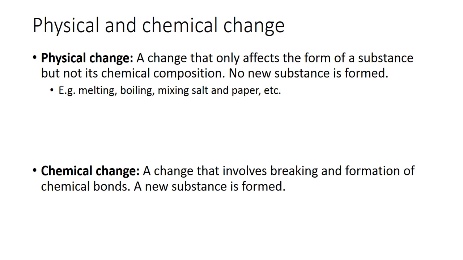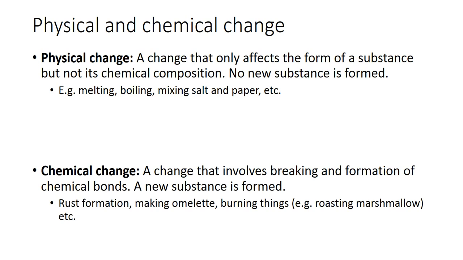Now we have a chemical change. In a chemical change, there is breaking and formation of chemical bonds. And because there is this breaking and formation of chemical bonds, a new substance is formed. So when you see that there is a new substance formed, you know this is a chemical change. Examples are rust formation, that is corrosion, making an omelette, burning things like a campfire, roasting marshmallow. So those are chemical changes.